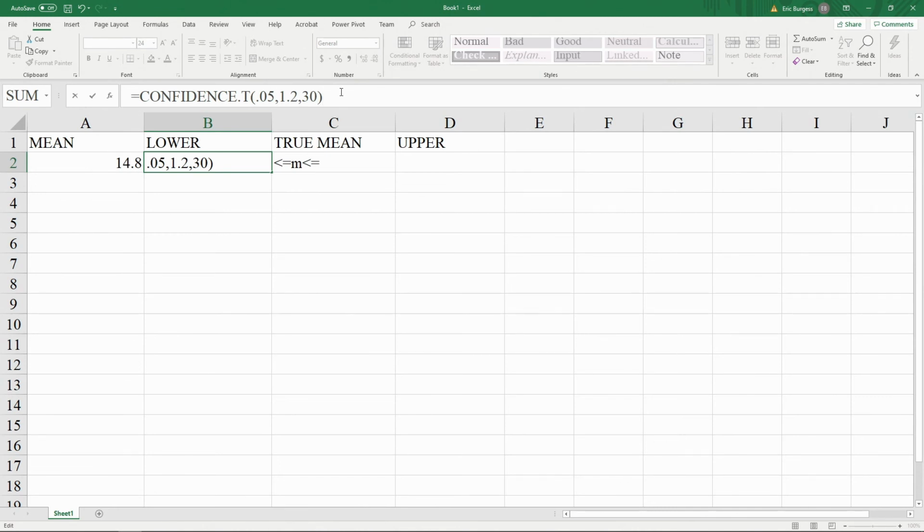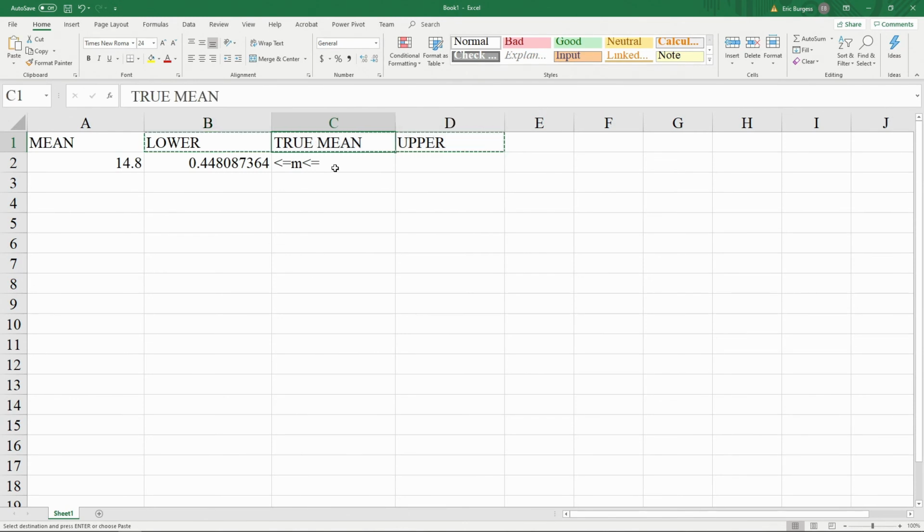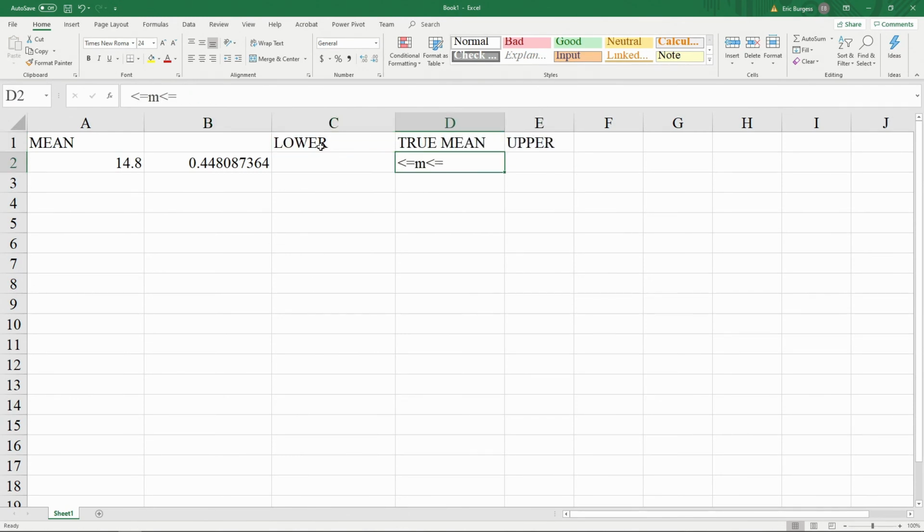So if we do this, we're going to get a number. This is the error that we get. I also just realized that I made all these things over 1. So I'm just going to really quick move them over. You Control X to cut and Control V to paste. And this is our error.